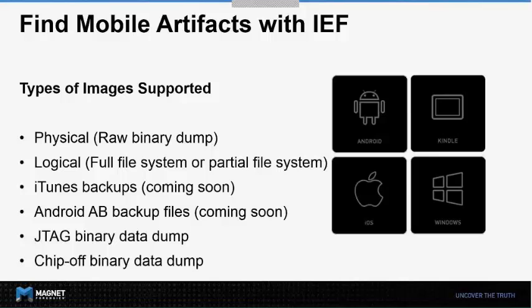JTAG binary data dumps. These last two actually come up a lot, and a lot of customers that I talk to are surprised that we support these. And if you have a JTAG binary data dump or a chip-off binary data dump, you can actually load that into IEF as an image. And if it's the entire memory dump, we can parse the file system. If it's a fragment, we'll carve through everything. These are fairly popular, especially for Windows Phone, because there's no way to get a physical or logical image dump of a Windows Phone. So chip-off and JTAG are fairly popular options for that.